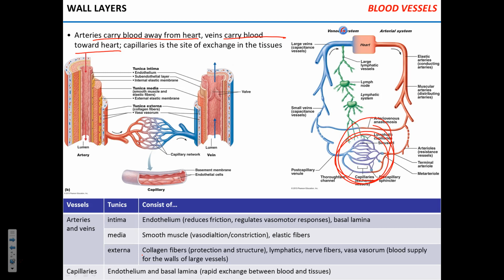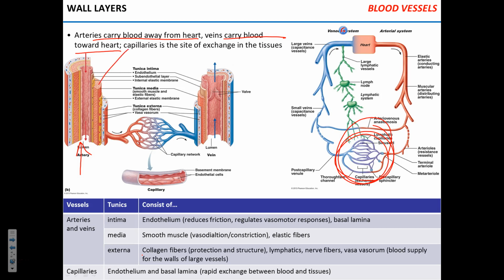So arteries and veins have three major layers, three tunics in the wall. So tunica intima is the innermost layer, and the major component of tunica intima is endothelium. Okay? When somebody says tunica intima, you have to think endothelium is the key player here.